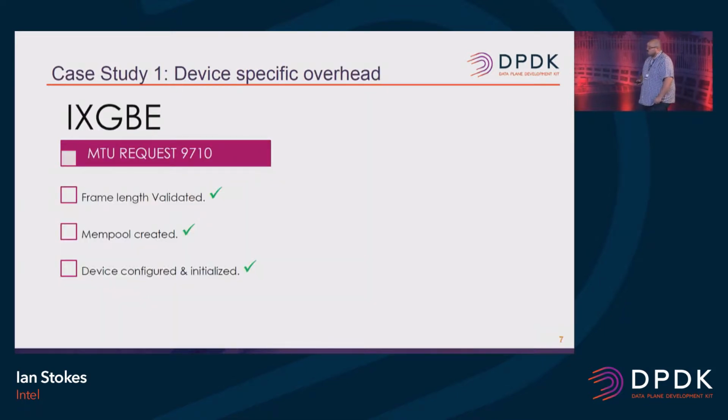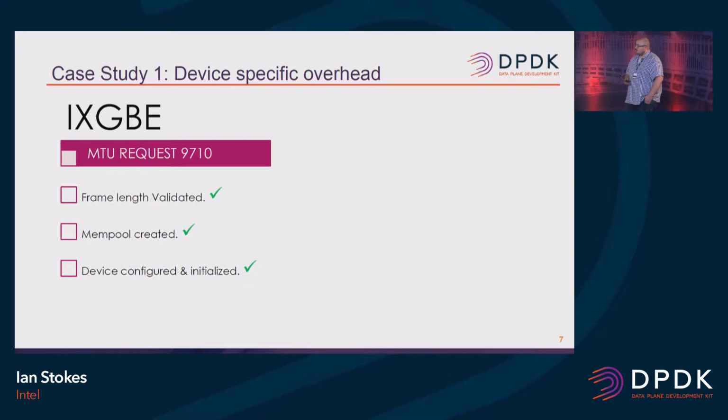So I suppose the first case study we can look at would be device-specific overhead. This is a real customer case. Somebody came in on the mailing list, or they report it back to people like Red Hat or Intel, and they said, look, we have an IXGB device. We're requesting the upper bound MTU request of 9710.